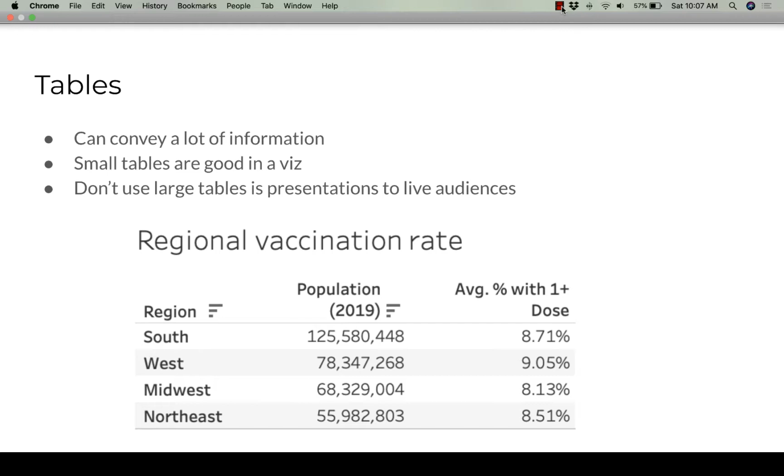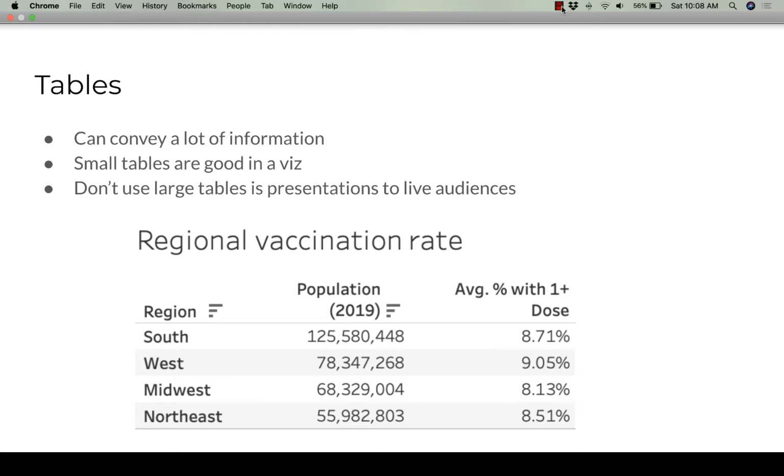One advantage of tables is that they allow you to easily compare numbers that have very different units or magnitudes. If we look at this table that I've included here on regional vaccination rates, the South, the southern United States, has about 125 million people. That is what I would call a large number. However, the percentage of the population in the South that's received at least one dose of the vaccine is 8.71%. That's a very small number. It would be challenging to present such a large and such a small number together on almost any other kind of visualization.